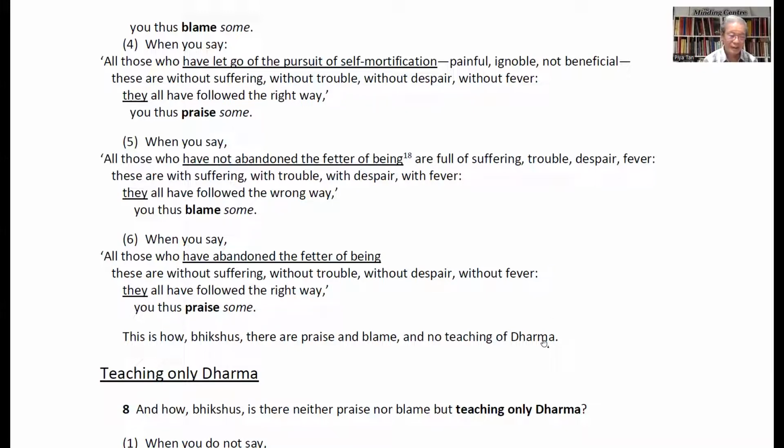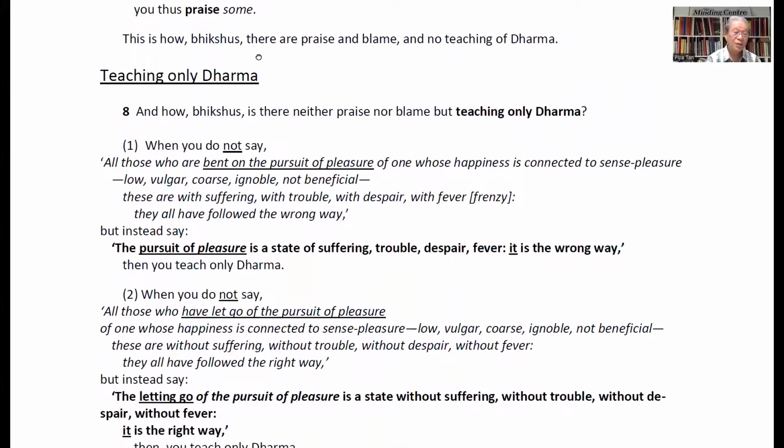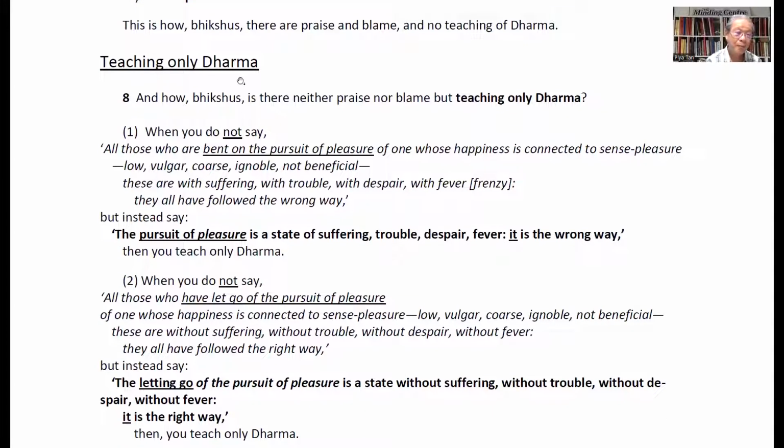So now the Buddha goes on to the opposite of this, teaching only Dhamma. Why only Dhamma? With neither praise nor blame. That's the meaning. Number 8, and how, bhikkhus, is there neither praise nor blame, but teaching only Dhamma? When you do not say, "All those who are bent on sensual pleasure, of one whose happiness is connected to sensual pleasure, low, vulgar, etc., and they are suffering, etc.